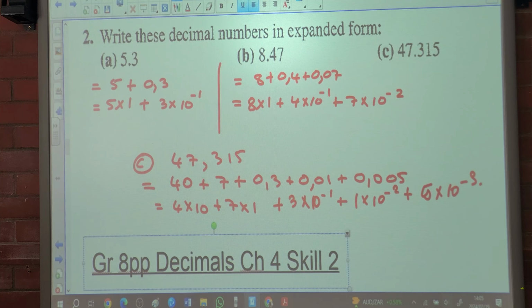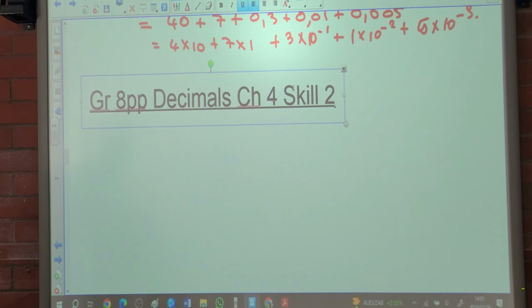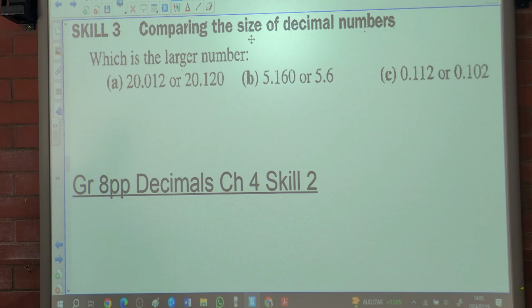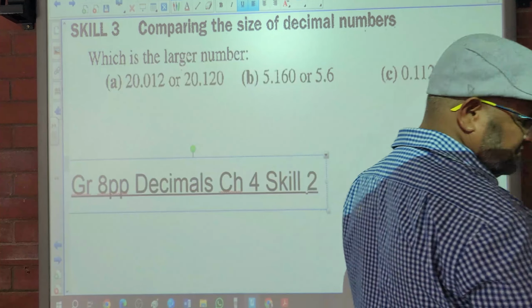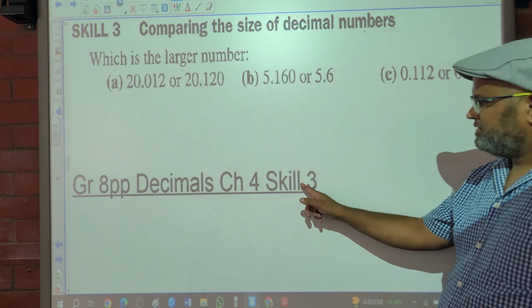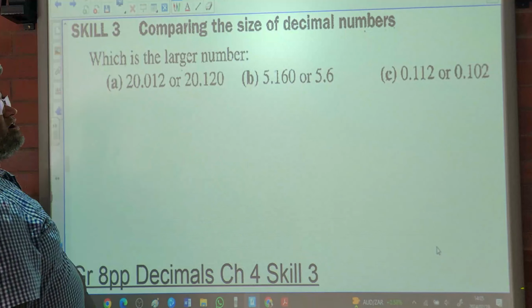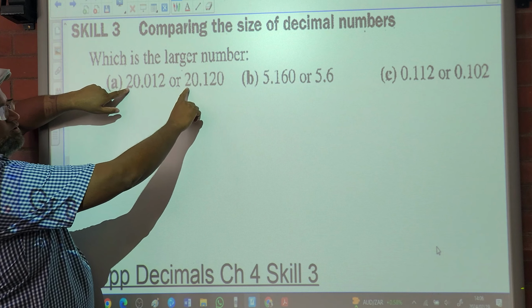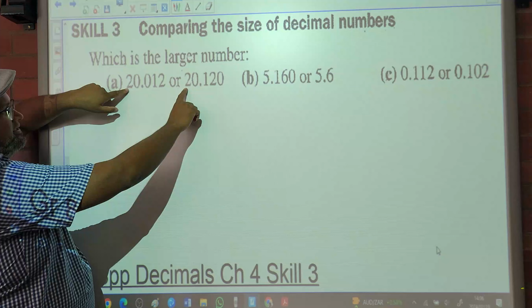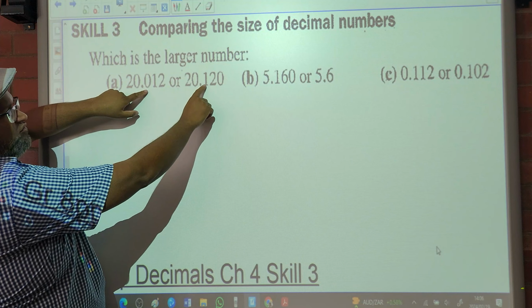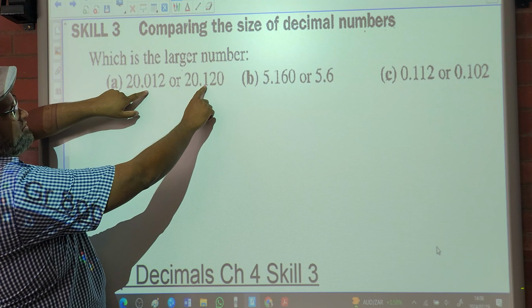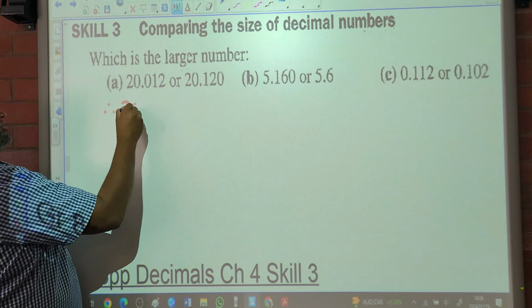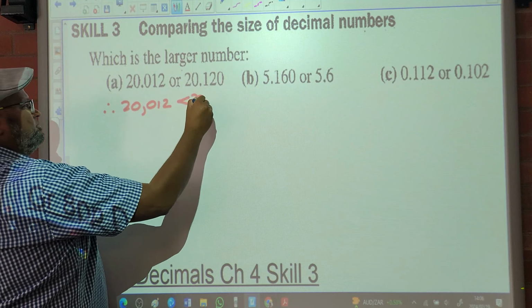At this point, we're moving to skill 3, comparing the size of decimal numbers. I want to know which one is the larger number. What we do is we start off with the most significant number. As you can see here, 2 is the most significant number. Then 0 is the same. Then we have 0, but here we have 1. So which one of the two is larger? The 1. Did you see that, people? So we can say, therefore, 20,012 is less than 20,120.